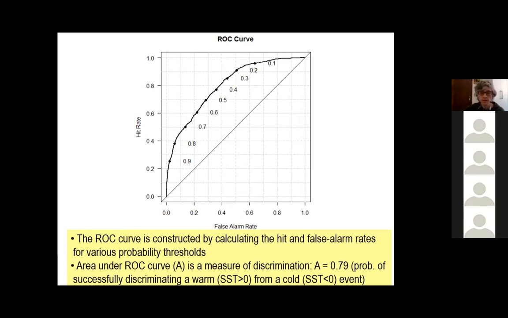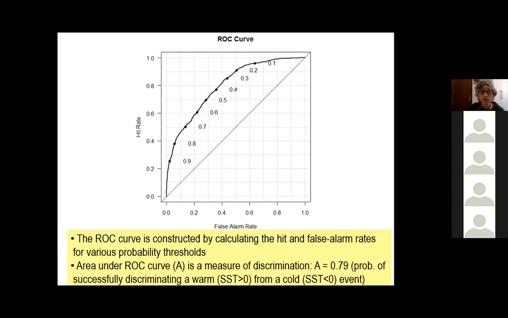And what this curve is telling us is that if you compute the area below this curve, you find an area of 0.79. That means that you have a 79% probability of successfully discriminating a warm event, a positive SST anomaly, from a cold event, a negative SST anomaly. So this is very high and much larger than the 50% probability of distinguishing occurrence from non-occurrence of the event, which is given by this diagonal line. So this is a way of assessing discrimination, quantifying this from that sample of data or forecast that we looked at.